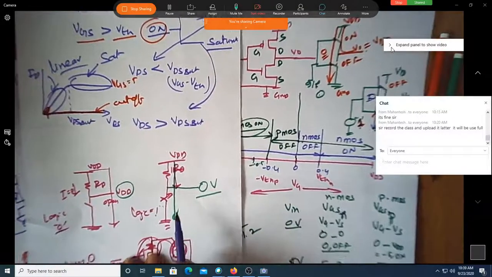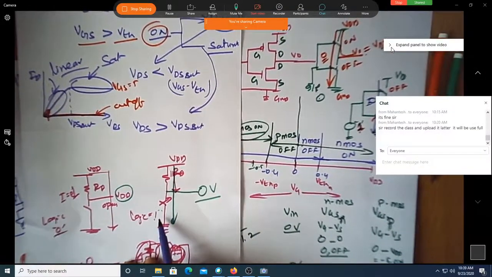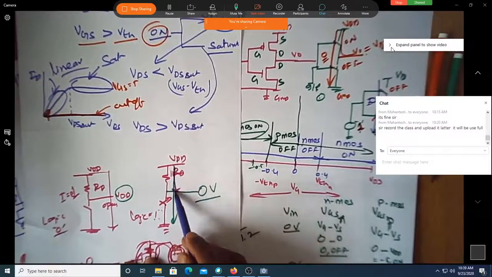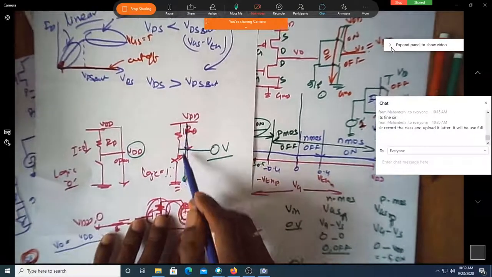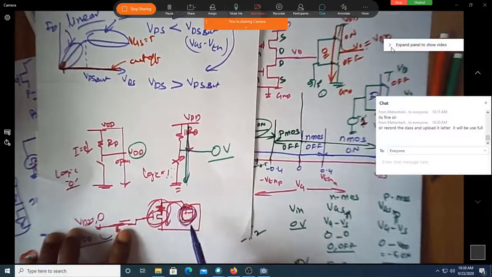See here, in the previous case what's happening? When logic was 1, there is some current flowing. Because of this current flowing, this battery got dissipated. Correct?